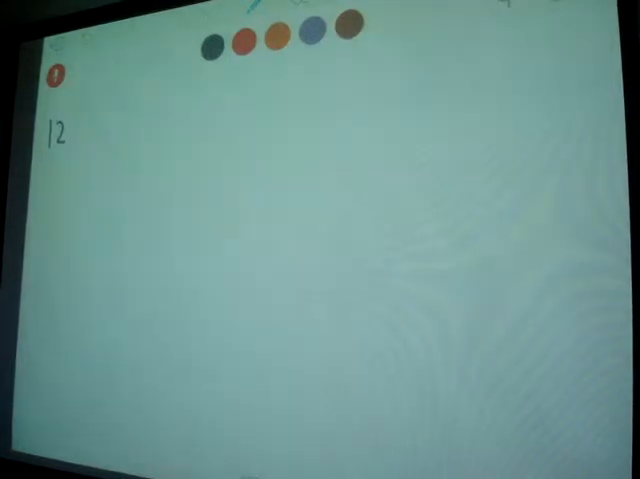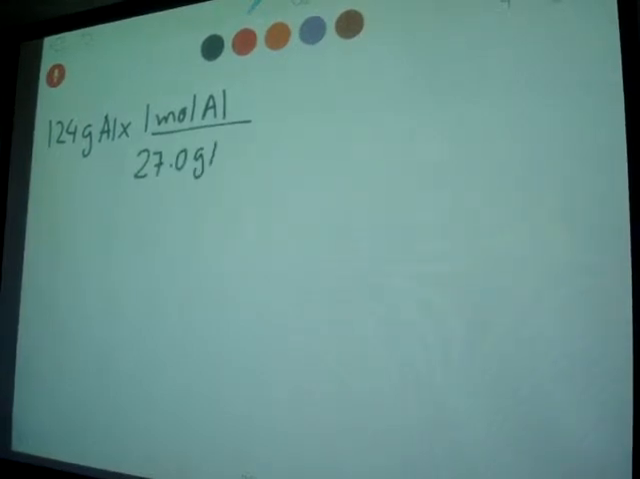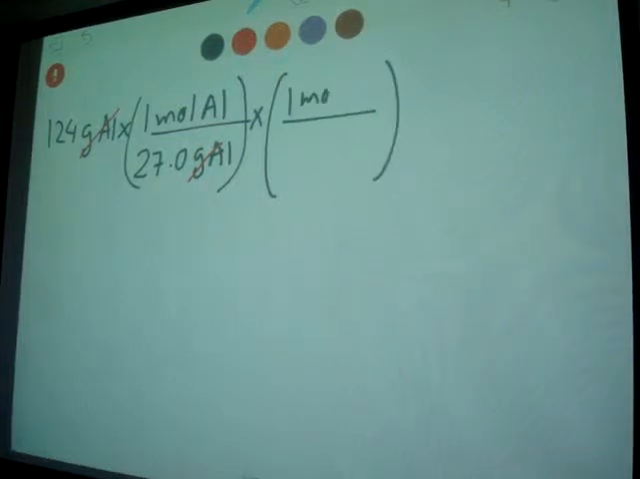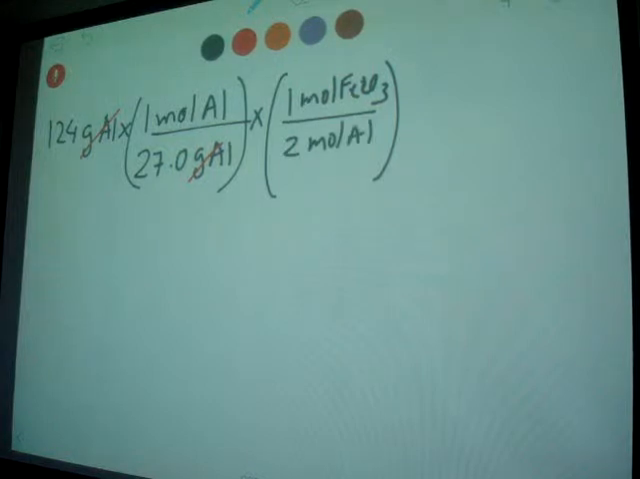We have 124 grams of aluminum. We convert into moles of aluminum. So 1 mole of aluminum divided by 27.0 grams of aluminum. So that's how we convert grams of aluminum to moles of aluminum. Now remember, using the balanced equation, we know that 1 mole of Fe2O3 reacts with 2 moles of aluminum. That's the mole ratio from the balanced equation. This mole ratio you can find. The reason we are doing it is so we convert moles of aluminum to moles of Fe2O3.